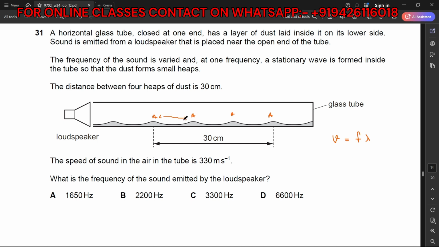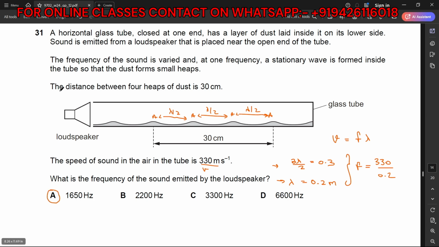So we know that the distance between every two antinodes is given by lambda by 2. This is lambda by 2, this is also lambda by 2, and this is also lambda by 2. So we have 3 lambda by 2, which is equal to 30 centimeters or 0.3 meters. Based on this, lambda will be equal to 2 times 0.3 by 3, which is 0.2 meters. Now I have my lambda, and I also have v being 330. If I substitute v and lambda, I get f as 330 by 0.2, which gives me 1650 hertz. So that is going to be our answer for question number 31.